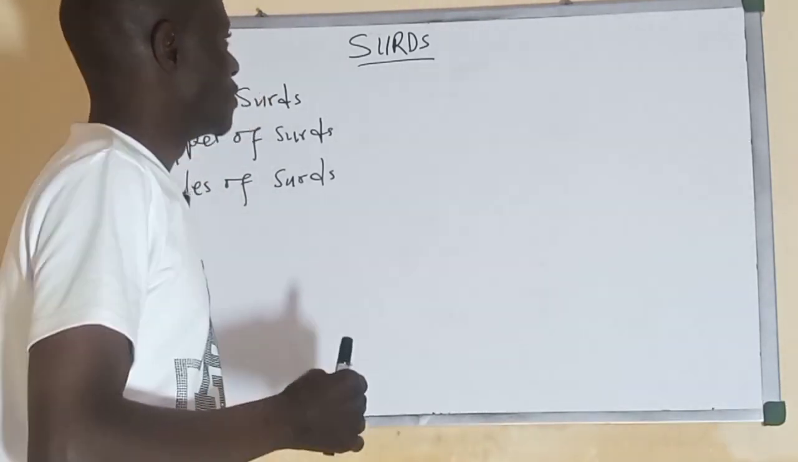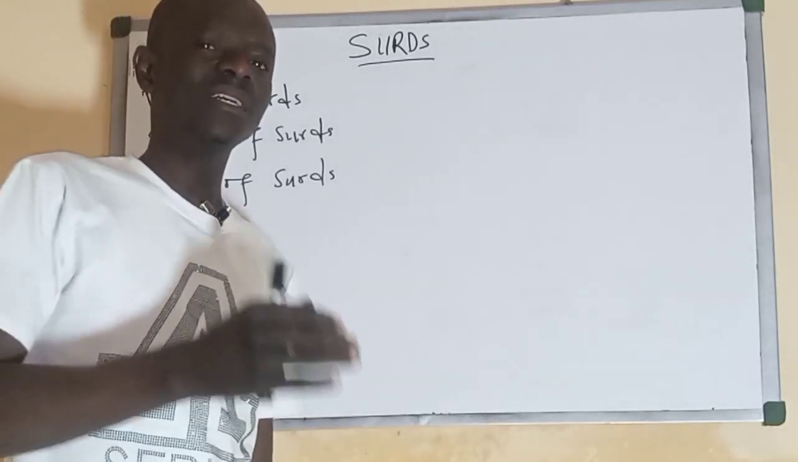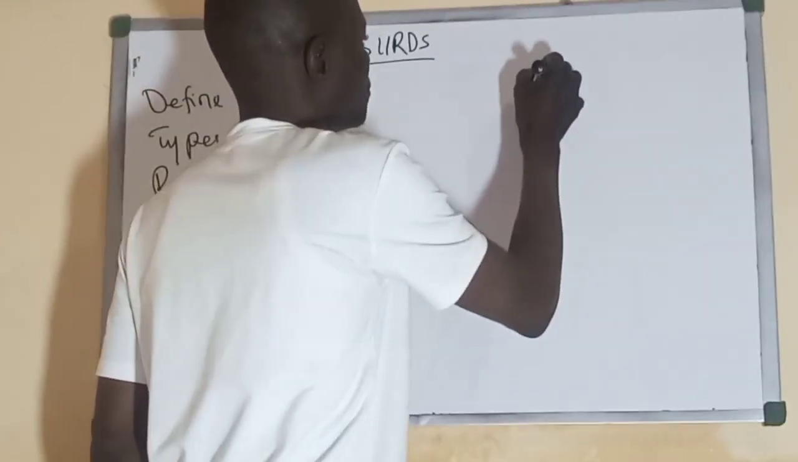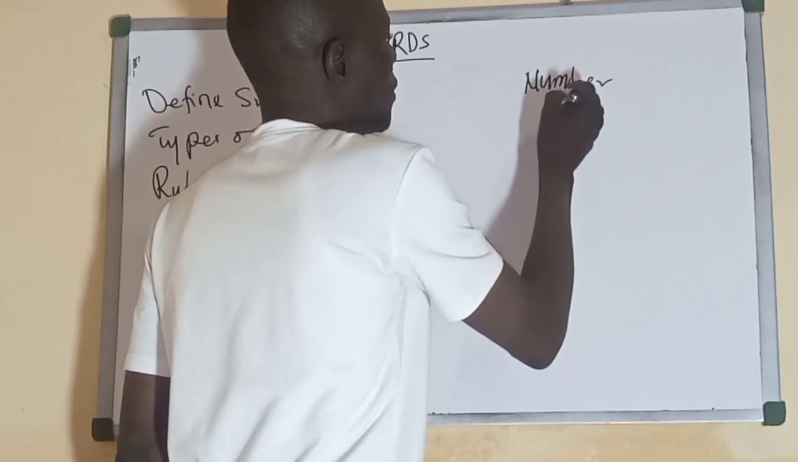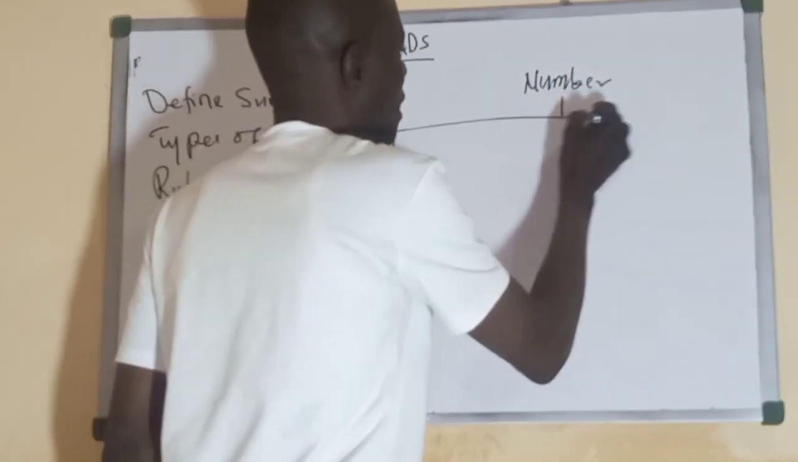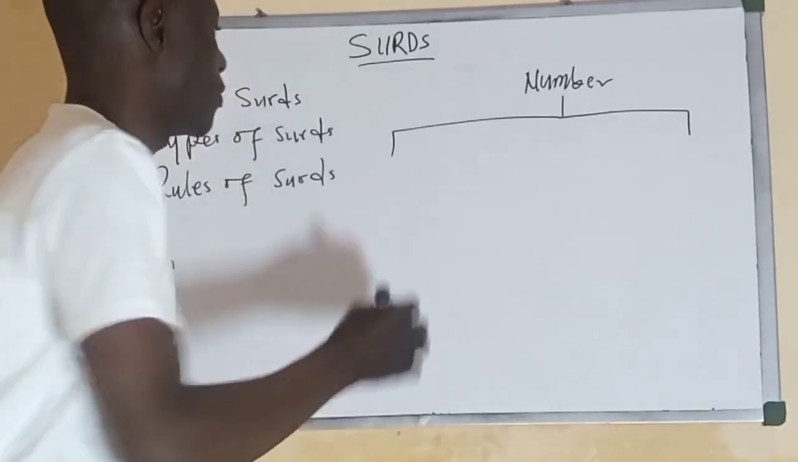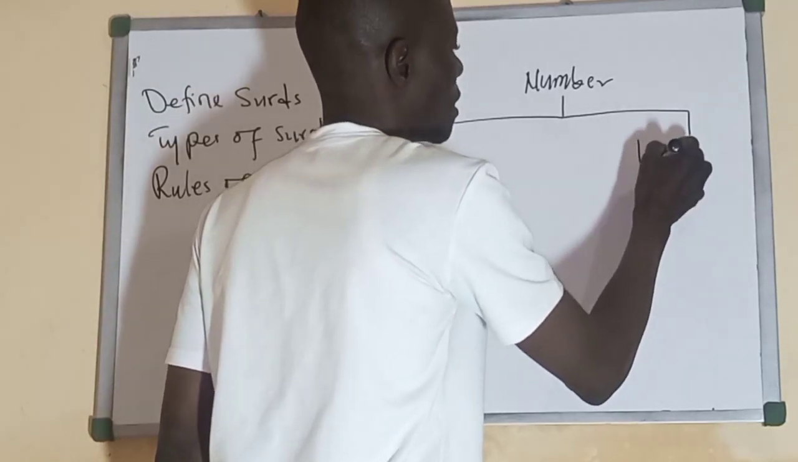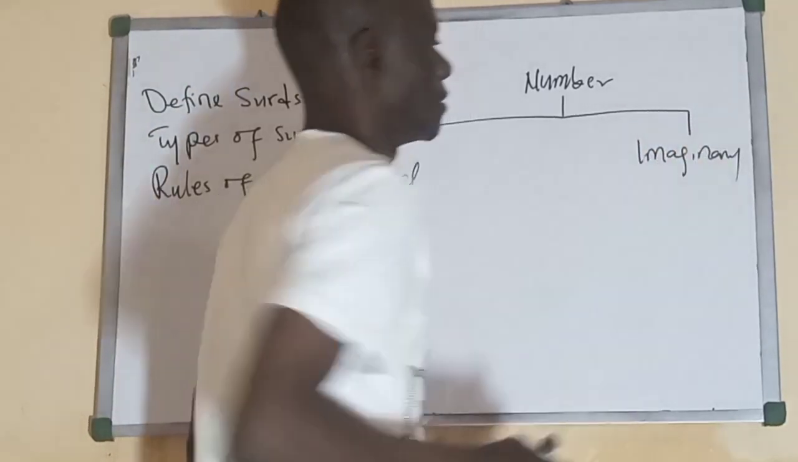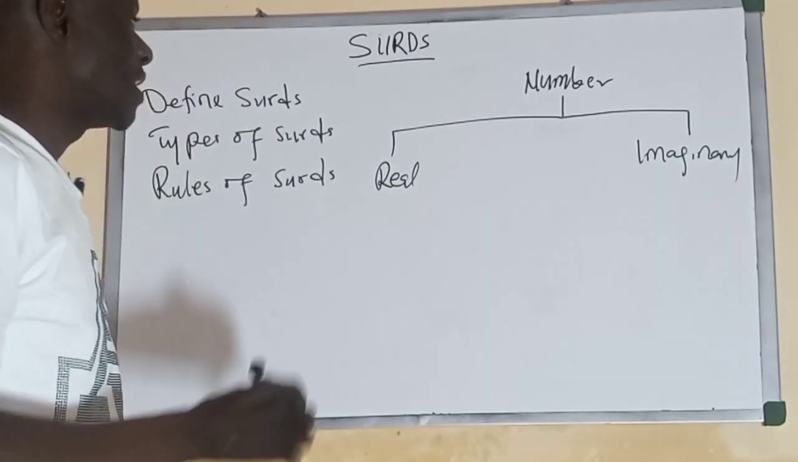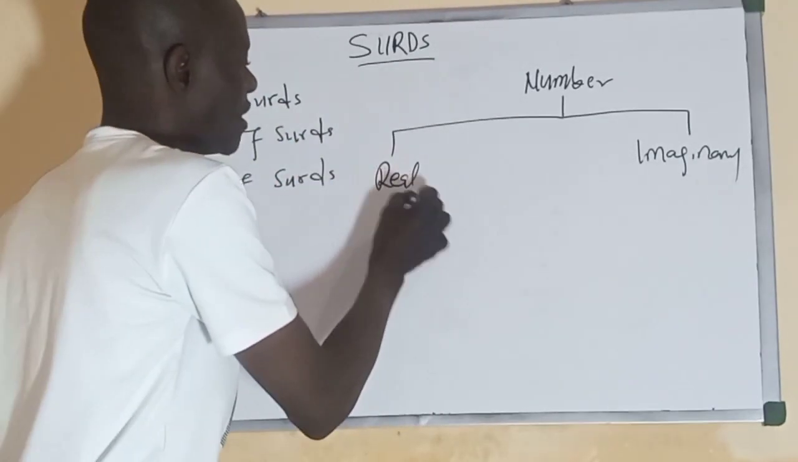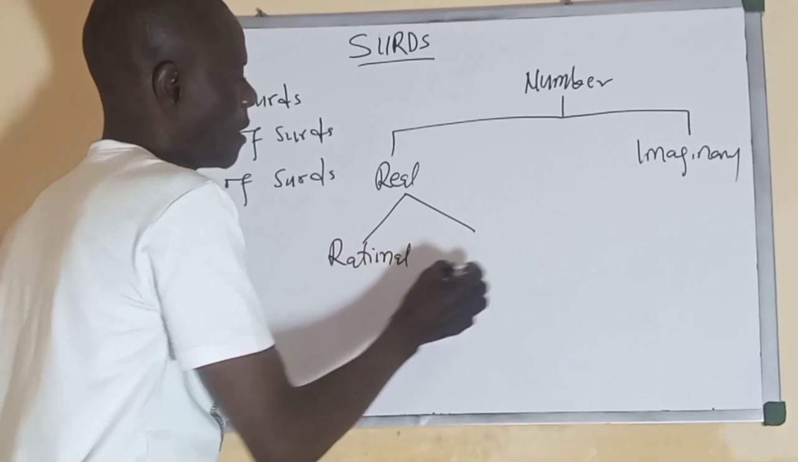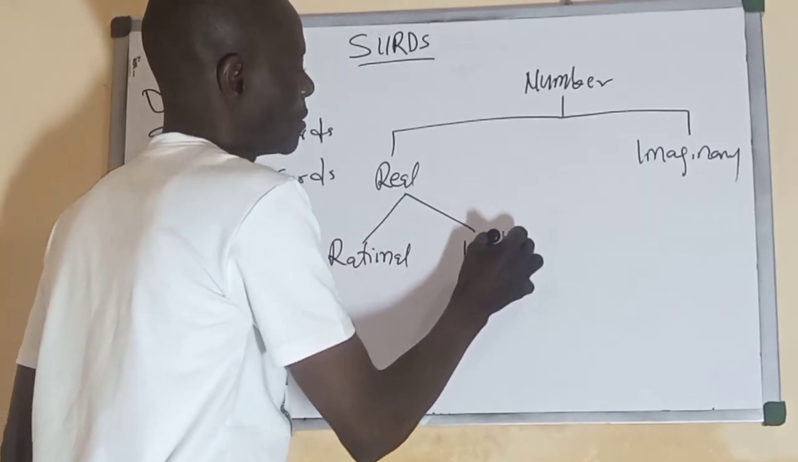So before we proceed, let us see what rational and irrational numbers are. Let us recall our knowledge of numbers. We know numbers are categorized into two types. We have the real numbers and we have the imaginary numbers. Under the real numbers, these are further divided into rational numbers and irrational numbers.